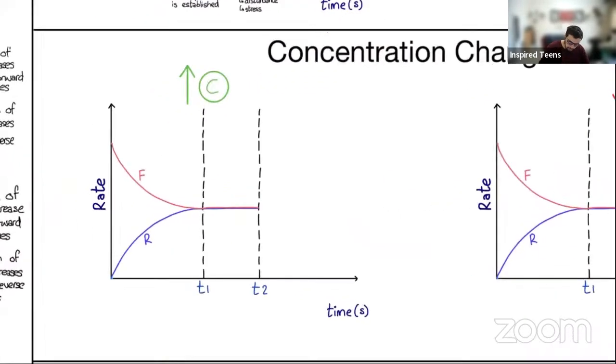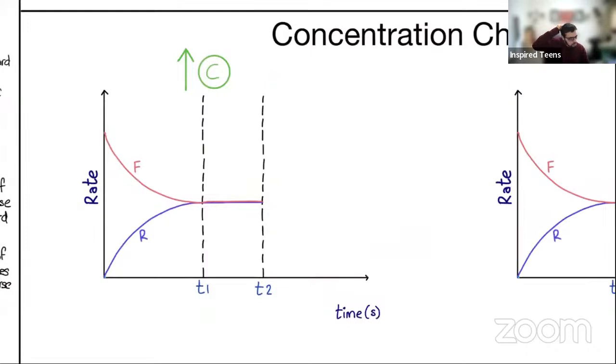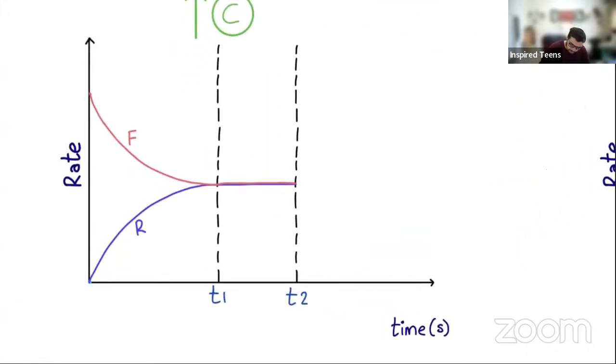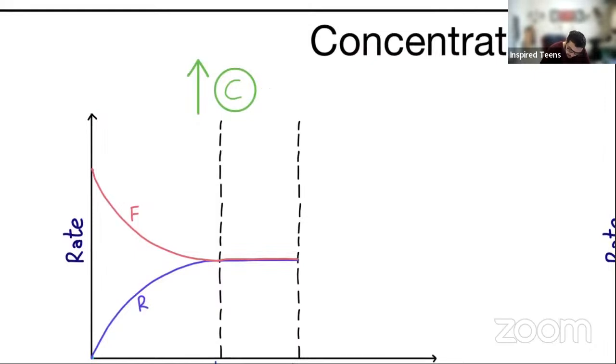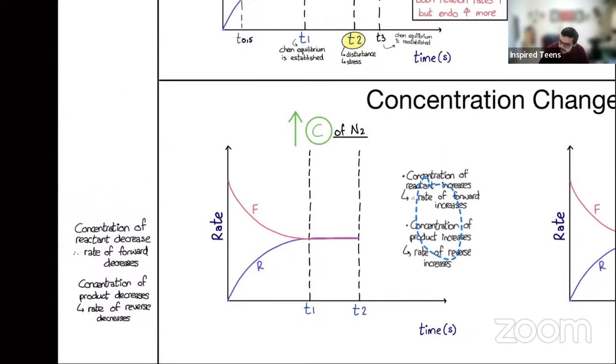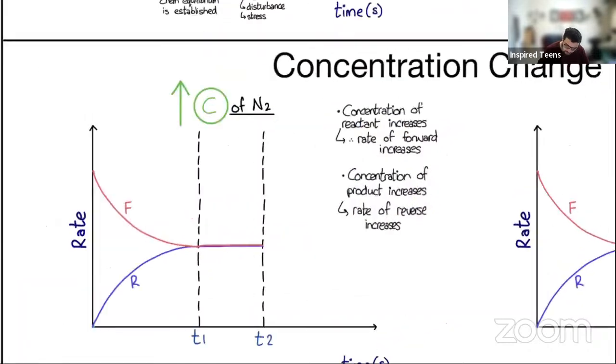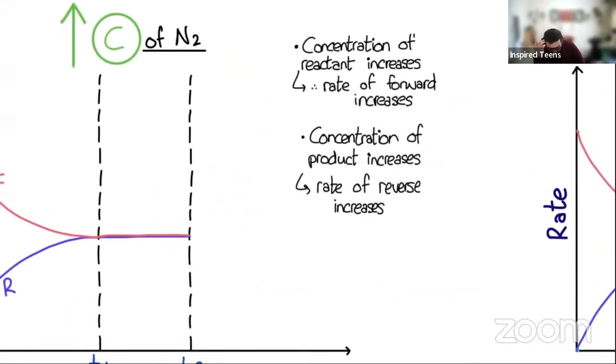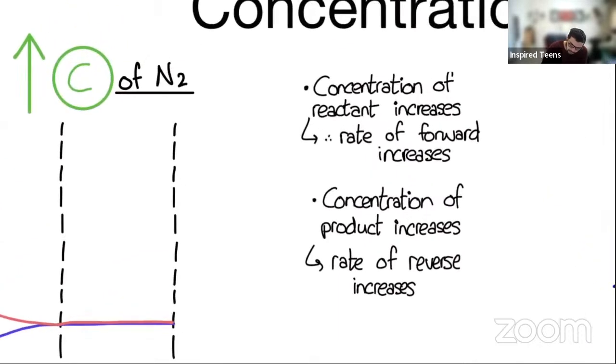Concentration versus time. Now, for the rate versus time graph, when there's an increase in concentration, remember, this was an increase in concentration of N2. It was a reactant. So what happens is the following. The concentration of the reactant increases. That's true, right? The concentration of N2 increased.